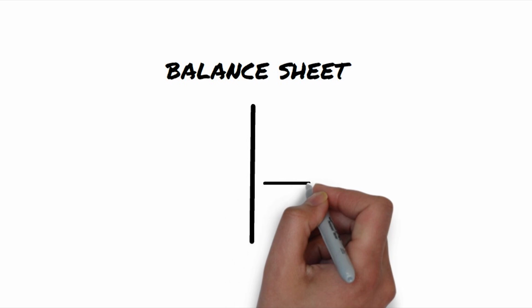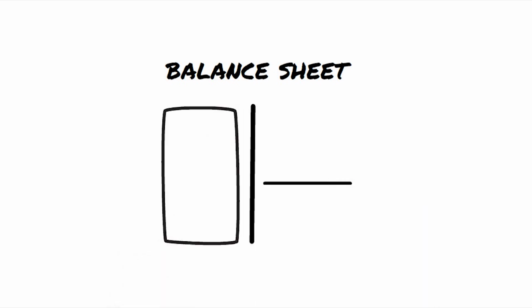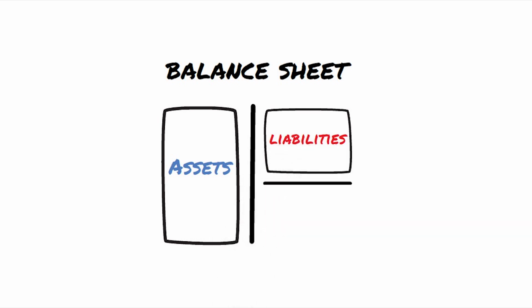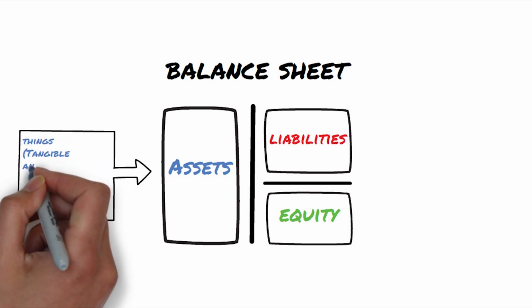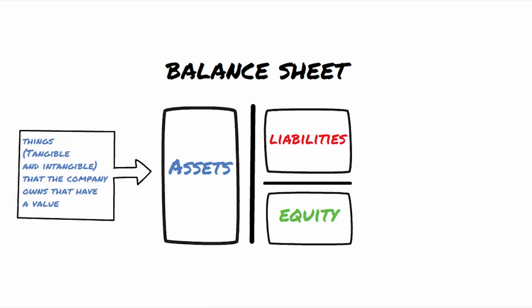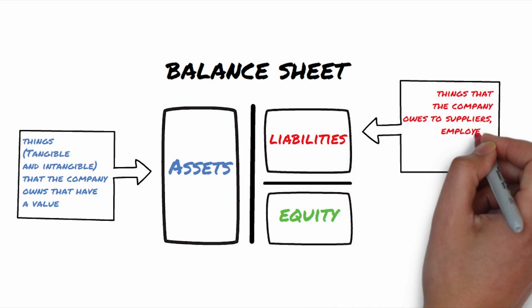Let's break it down a bit. The balance sheet, in fact, is divided into three main sections: assets, liabilities, and equity. Assets are things that the company owns that have a value. This can include physical items like buildings, equipment, and inventory, but also intangible items like patents, copyrights, and even cash at hand. Liabilities, on the other side, are things that the company owes.